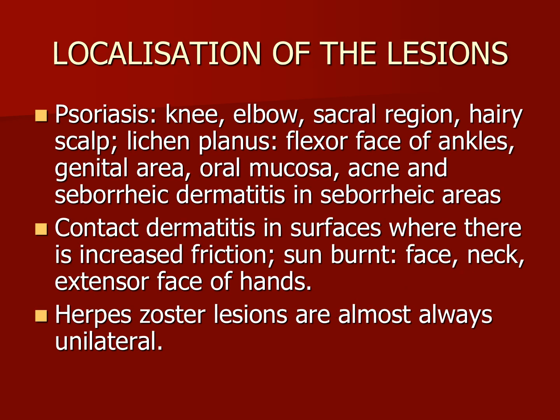Localization of the lesions. Localizations may be different, and each disease is characterized by its own localization. By localization, we can diagnose disease, and it is very helpful. For example, psoriasis: knee, elbow, sacral region, hairy scalp. Lichen planus: flexor surfaces, genital area, oral mucosa. Acne and seborrheic dermatitis in seborrheic areas.